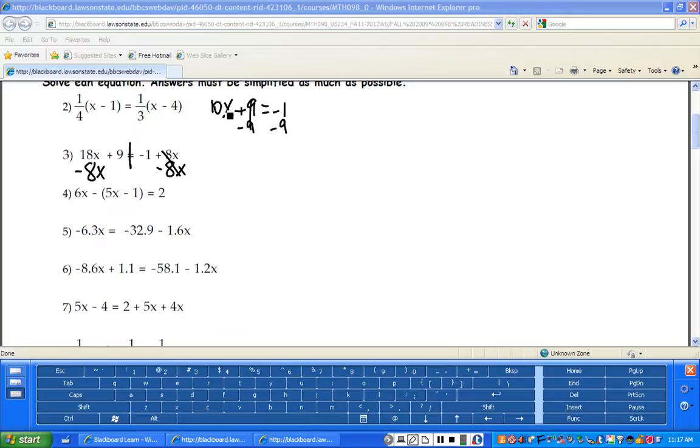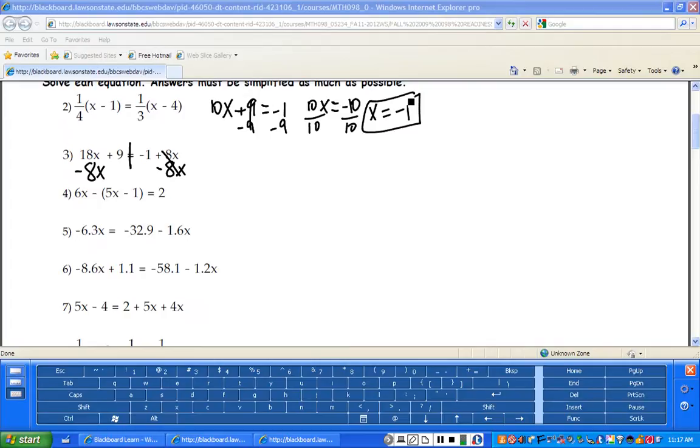Cancels. So 10x is left on the left hand side. 10x, that's gone. Equals negative 1 minus 9. Negative 10. Divide both sides by 10. X equals negative 1. There's your answer. And that was number 3.